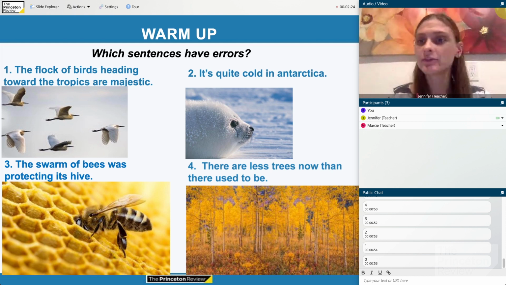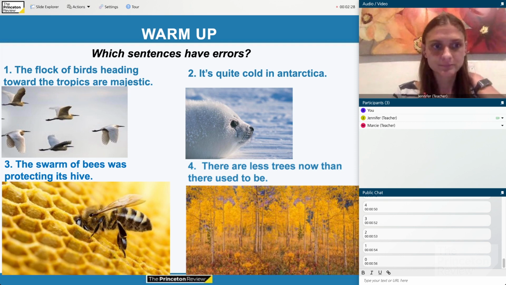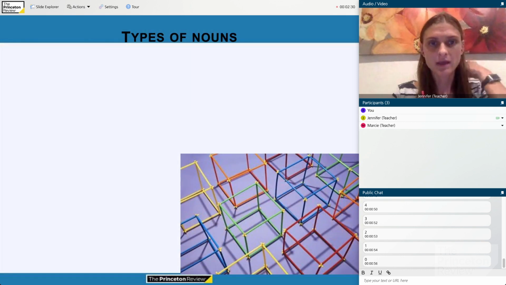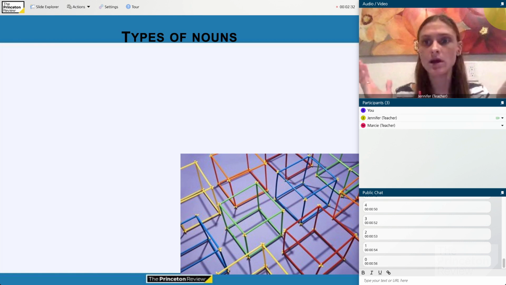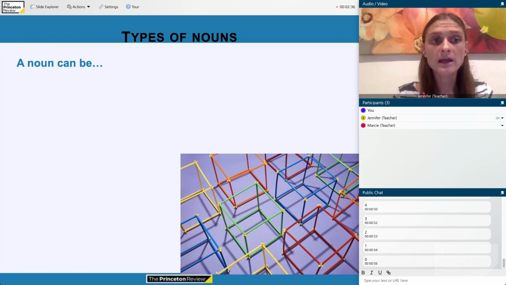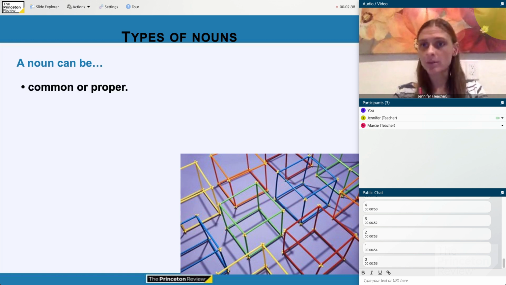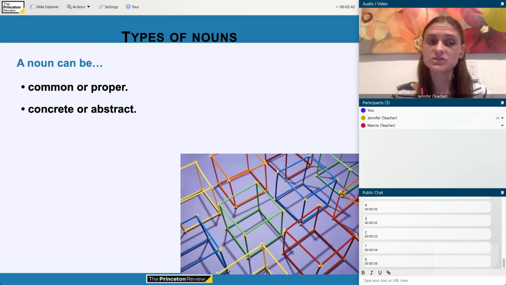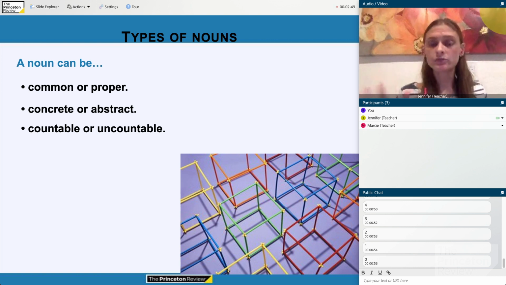So let's go ahead and jump into the actual content here. We've got types of nouns. So what are our types of nouns? Well, a noun can be common or proper. It can also be concrete or abstract. And a noun can be countable or uncountable. Those are 3 different classifications, and all nouns are going to be one or the other.